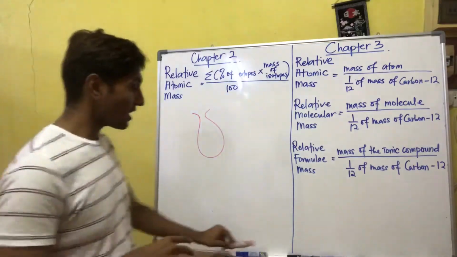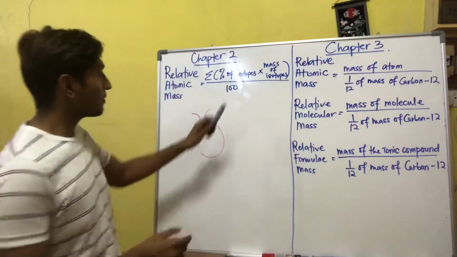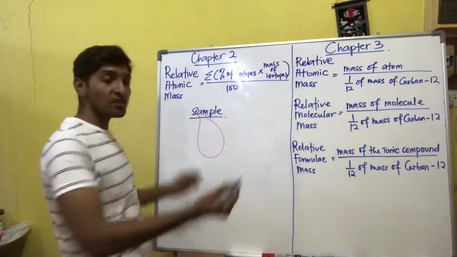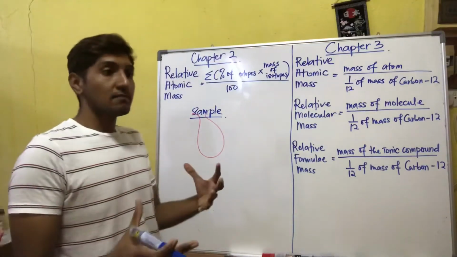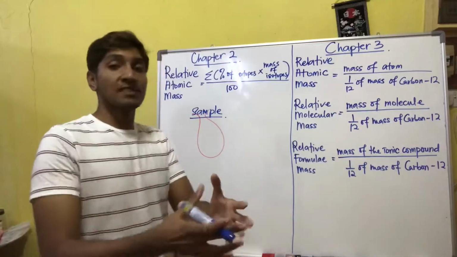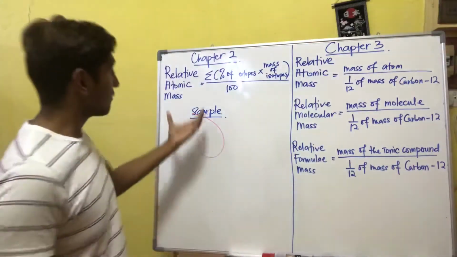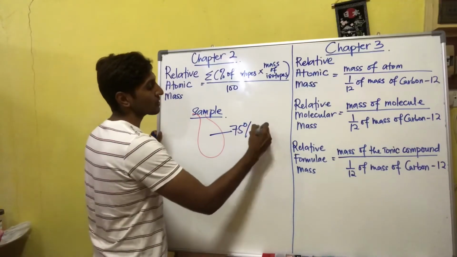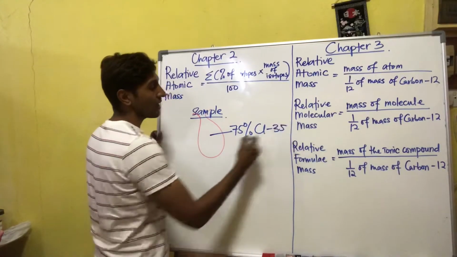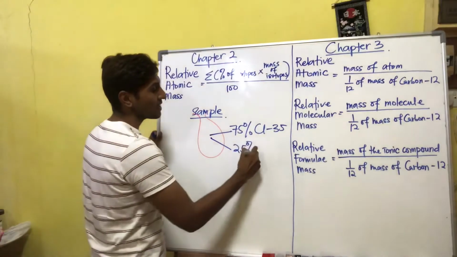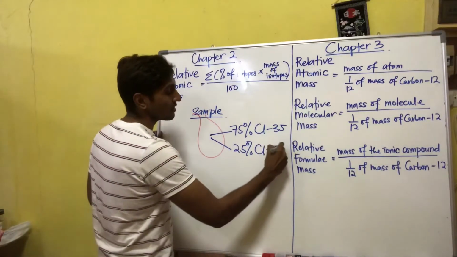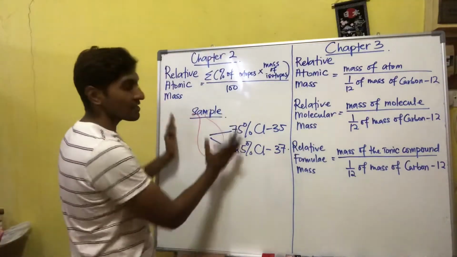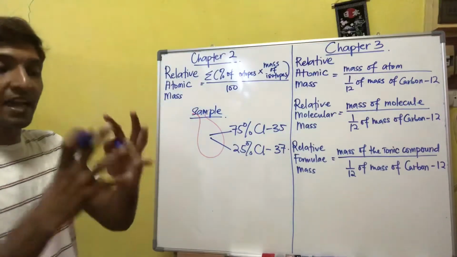So just to make it clear, how does it work? For this formula, for example, if you find a sample, maybe in an excavation or maybe in a site, for example, someone does some mining and they find a sample, and in this sample, for example, 75% is chlorine 35 and another 25% is chlorine 37. Okay, so you have two types of chlorine in this sample, basically they exist together.